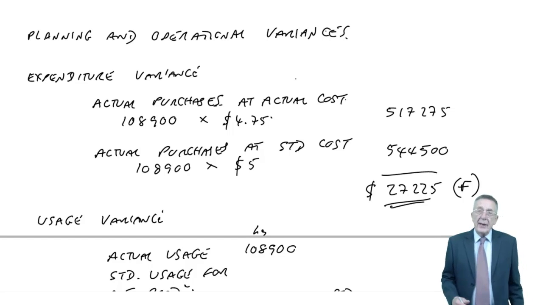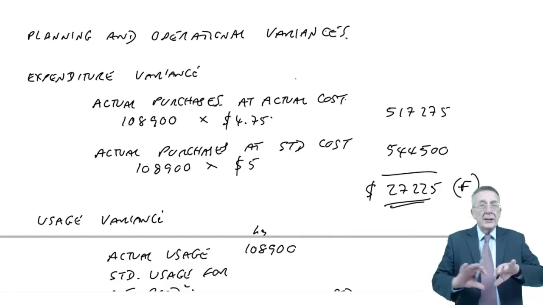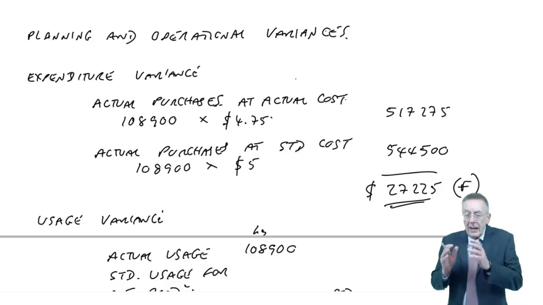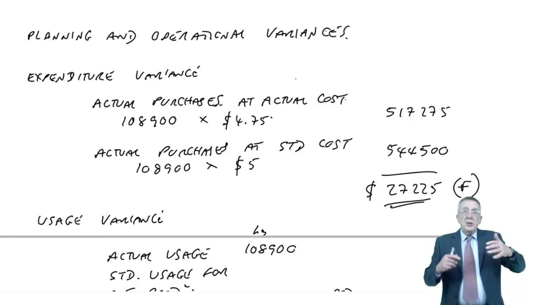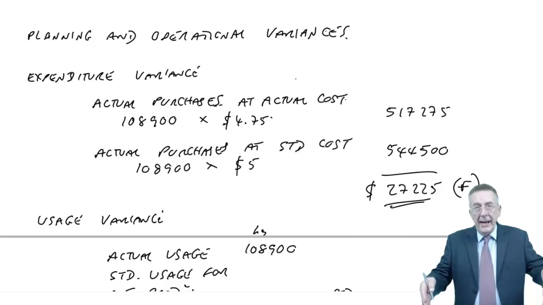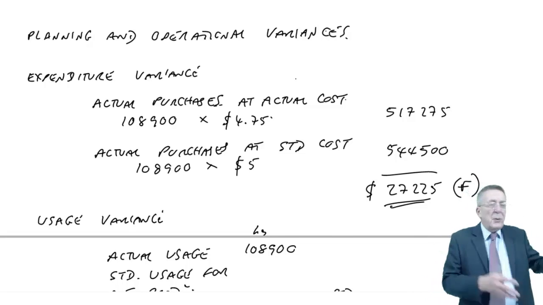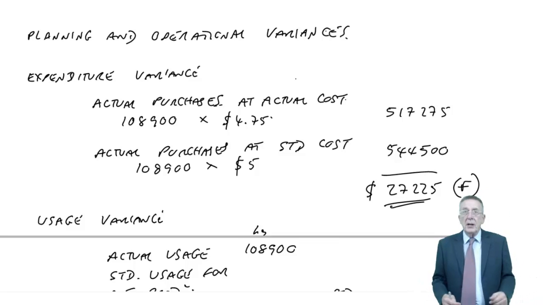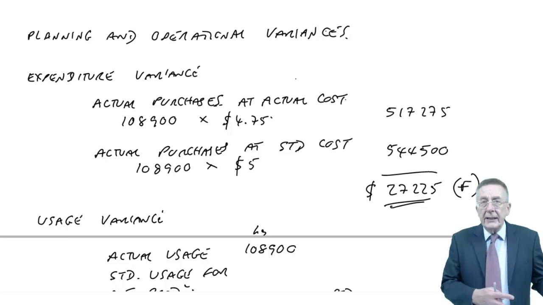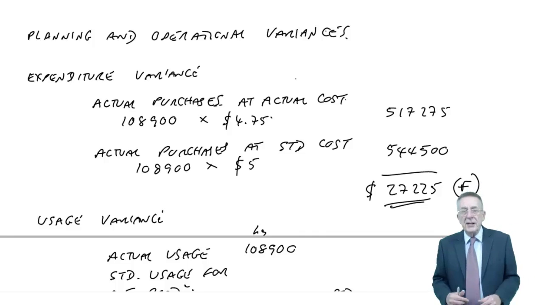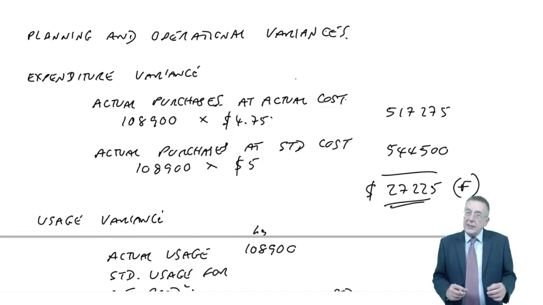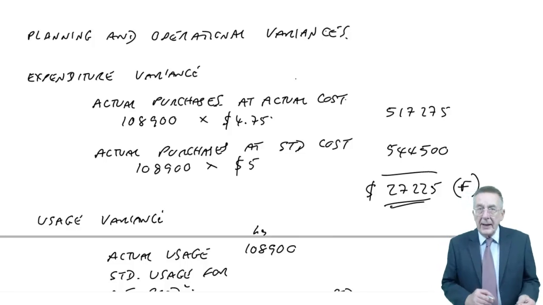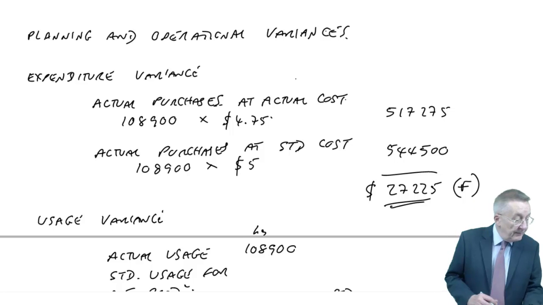And what planning and operational variances do is try and separate the two. How much of that expenditure variance is due to what you might call permanent changes? The price went down and it's going to stay down, or we're deliberately buying cheaper material, but permanent changes. And how much is due to the fact that the manager is doing a good job or a bad job?